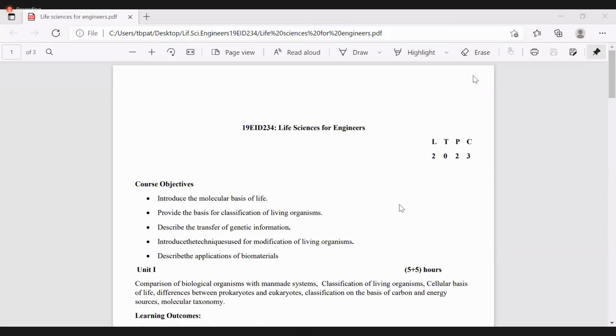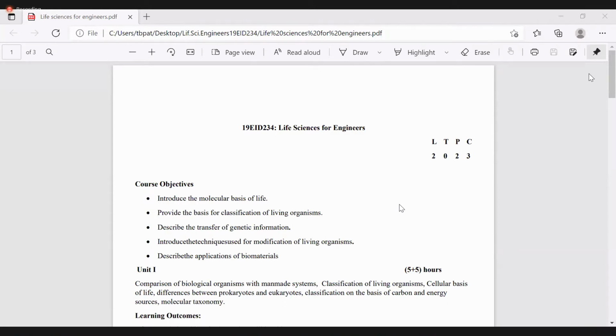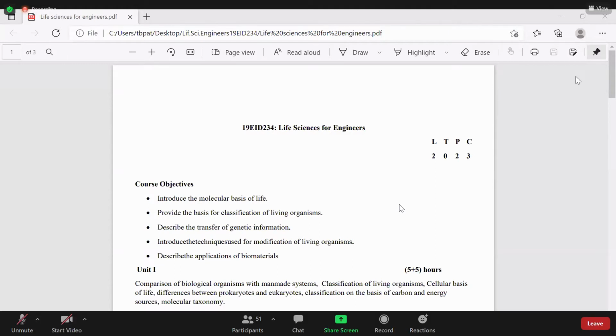OE. OE means open elective. They introduced it last year onwards. Last year I taught CE, mechanical, the rest of all branches except CSC. All of them come under one roof.